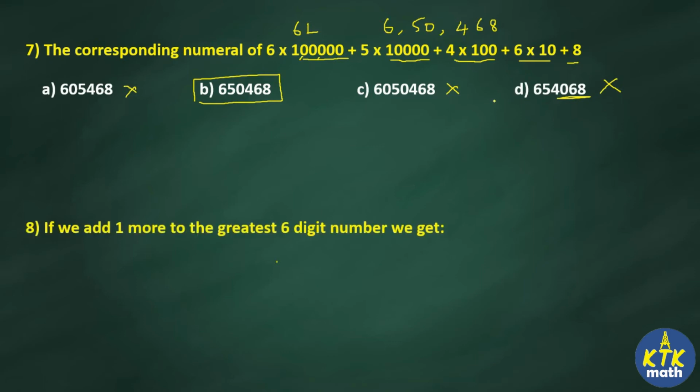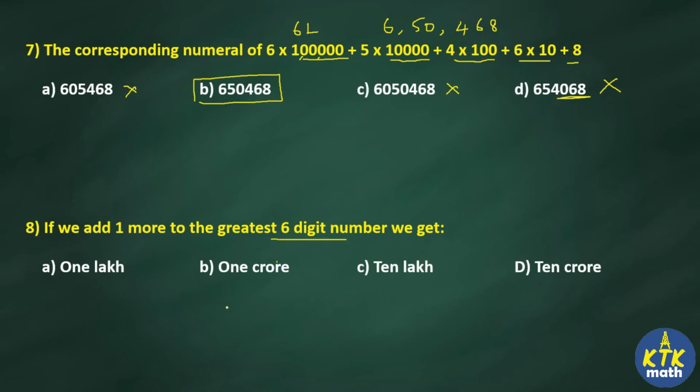Okay, so question number 8. If we add one more to the greatest 6-digit number, we get. So first we need to write which is the greatest 6-digit number. Greatest 6-digit number is going to be 999999. So that is 6 nines we are writing. Greatest 6-digit number. If we add one more, so when you are adding one with this, what are you going to get?